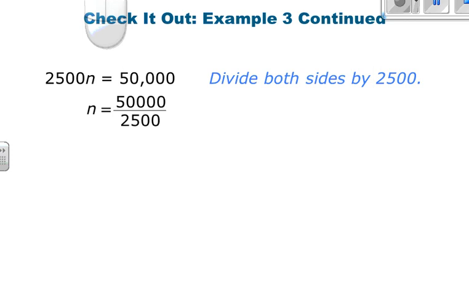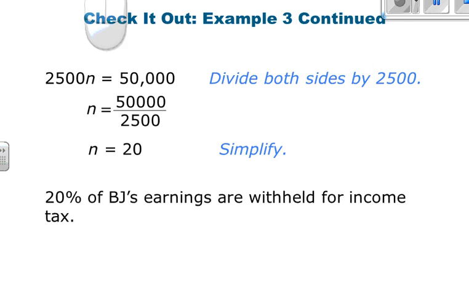And so I'm going to end up with 50,000 divided by 2,500 gives me 20, so that will be 20%. Make sure we're restating that as 20%. I did multiply by 100. Remember, percent is of 100, so it works out.